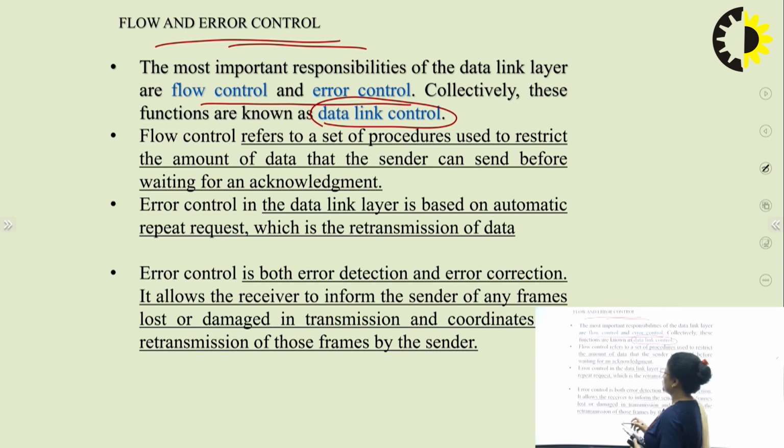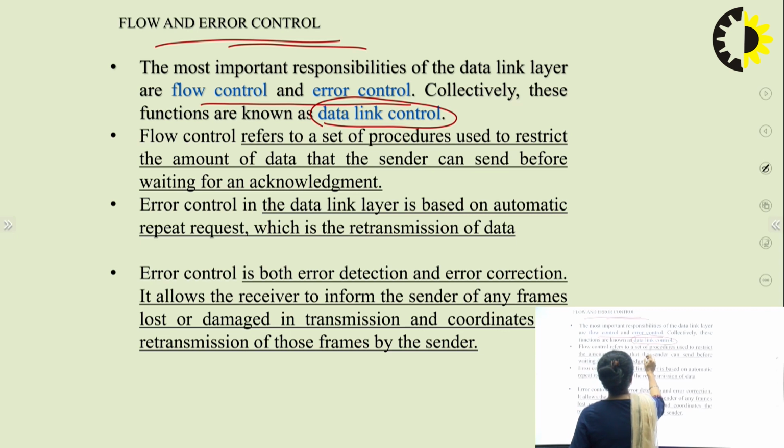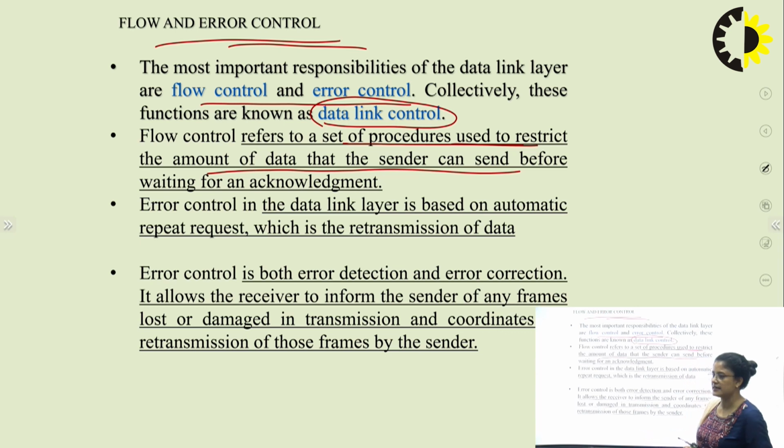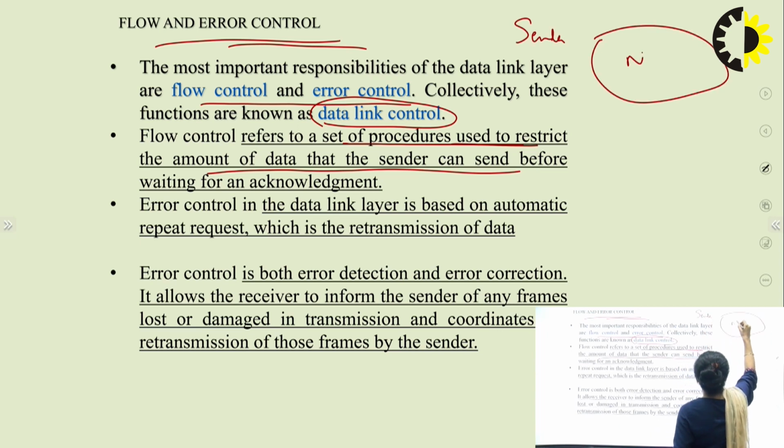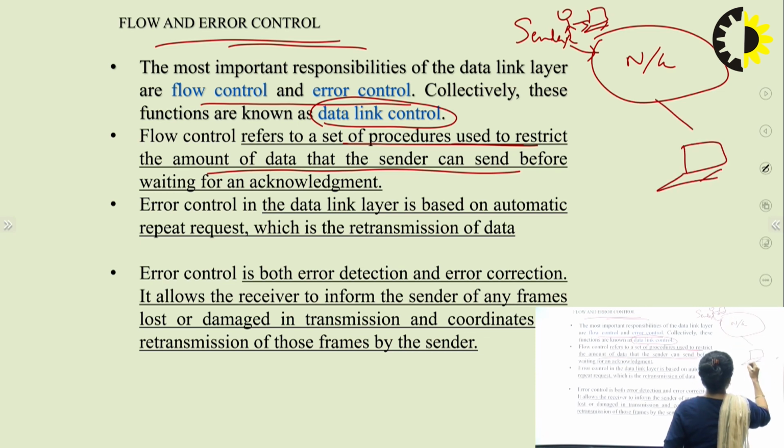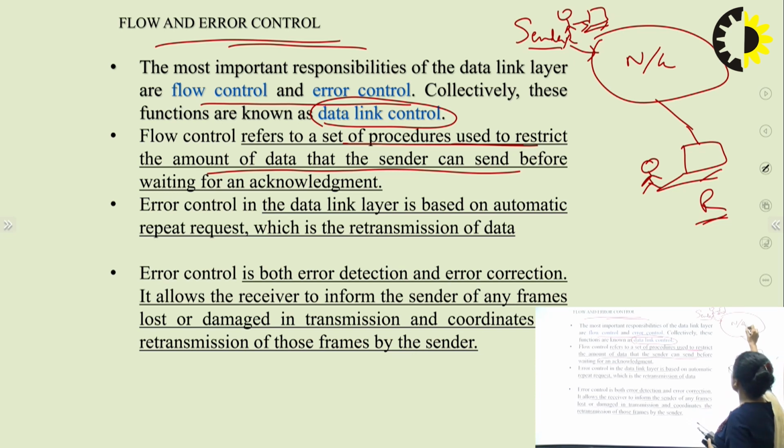So what do we mean by flow control? Flow control refers to the set of procedures used to restrict the amount of data that the sender can send before waiting for an acknowledgement. We have the sender at one end of the network, sitting in front of his own machine, and the receiver at the other end, sitting at his own machine. We are using computer networks for communicating between the sender and the receiver.